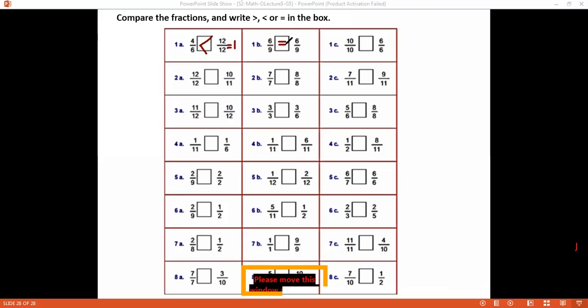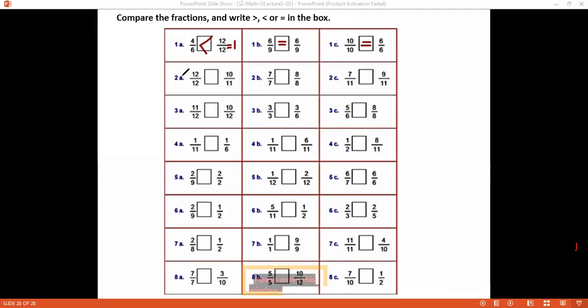Yes. 10 over 10 and, sorry, 10 over 10 and 6 over 6. They are equal. Very good. But why are they equal? Because both of them are equal to 1. Excellent. Perfect. Yalla Rina.